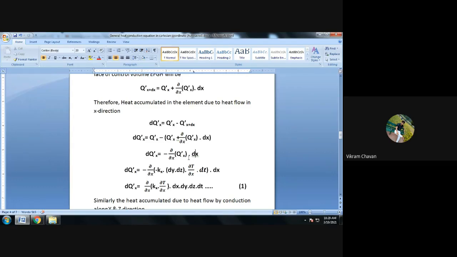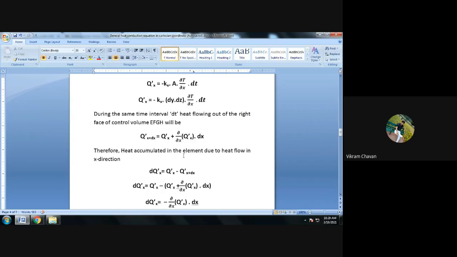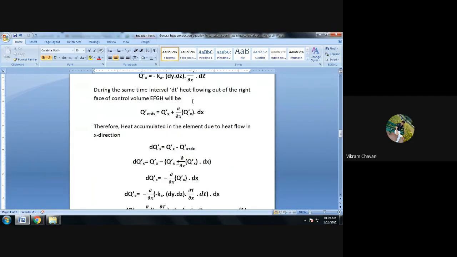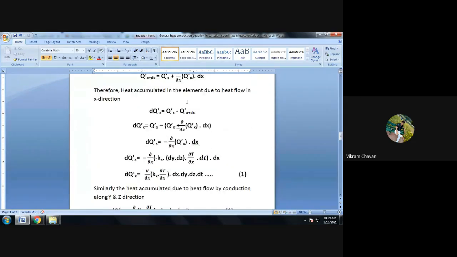Further, what are we going to do? We are going to put in the equation for q dash suffix x. What is the equation for q dash suffix x? Q dash suffix x is equal to minus k suffix x multiply by a multiply by dabba t with respect to dabba x multiply by total time period dt. That we are going to put in this equation.